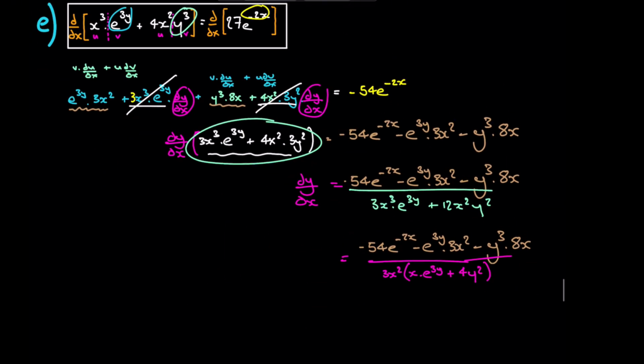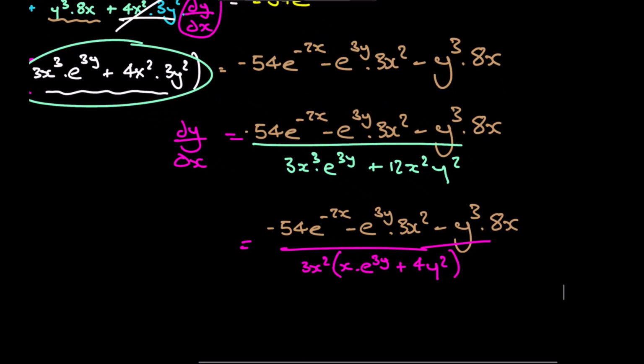Without knowing any value for x and y, we can't substitute anything in, so we can't actually calculate the gradient at a given point, but that's easily likely in a question.